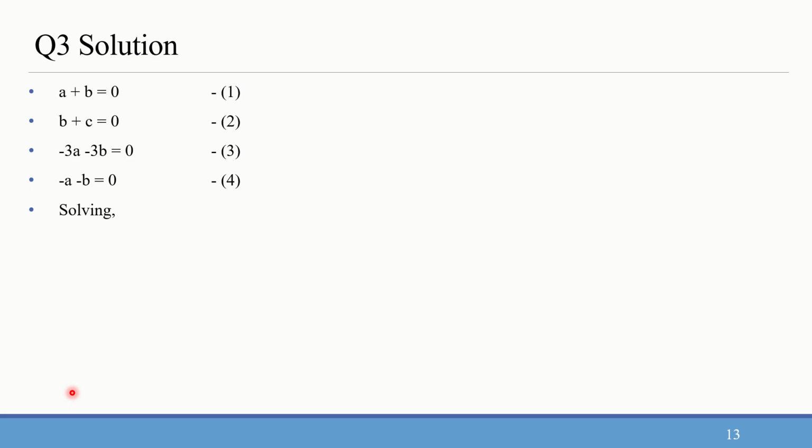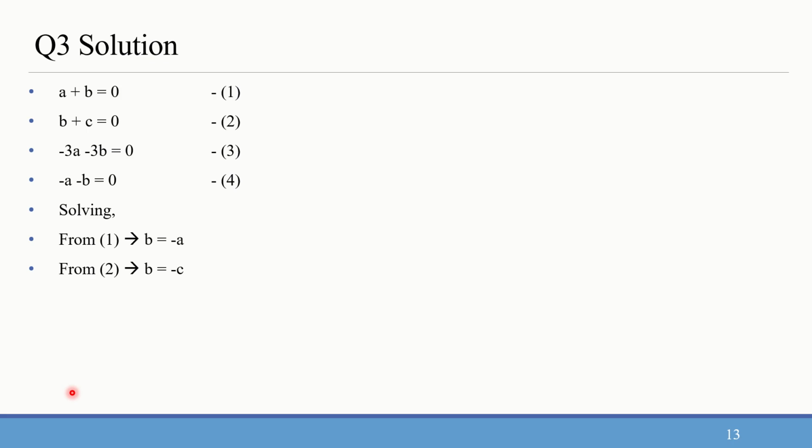So how can we solve? We will just take equations 1 and 2. a plus b is equal to 0, so b is equal to minus a. And from 2, b is equal to minus c. So a is equal to c. That is what we can find out, right? a is equal to c equal to minus b. So whatever value we take for a, it will be the same for c, and the same in magnitude but with a different sign for b. So that is the thing.